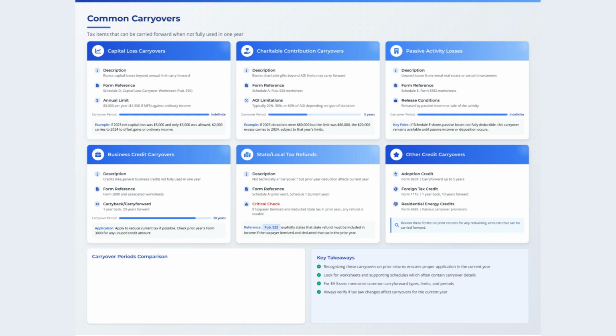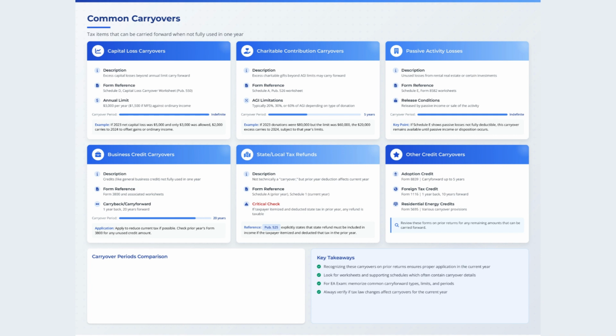Number 4. Business credit carryovers. Let's say a taxpayer had business credits like the general business credit from Form 3800, but their tax liability was too low to use the full credit amount. The unused portion carries forward, usually for up to 20 years. You'll find these carryovers listed on Form 3800 or in its attached worksheet. In the current year, you apply the carryforward to reduce tax liability if eligible.